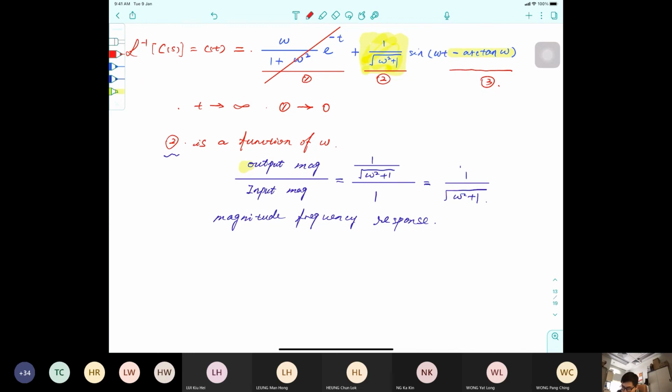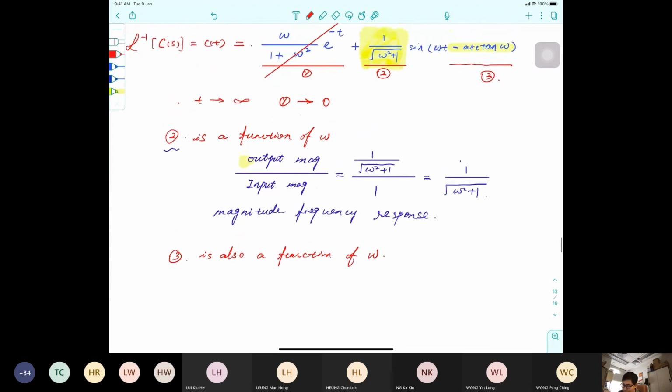The third one is also a function of omega. We call negative arctangent omega the phase frequency response.